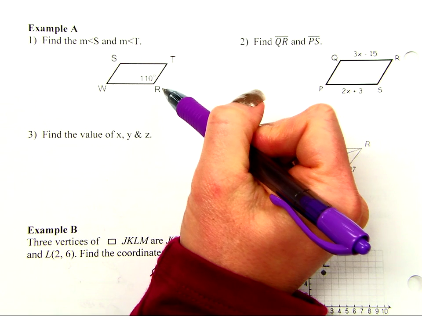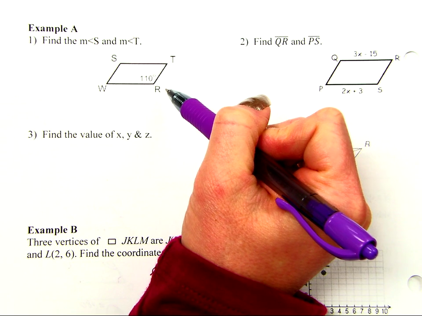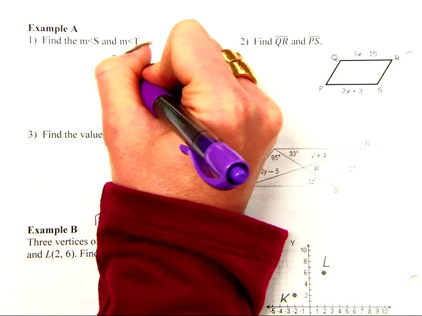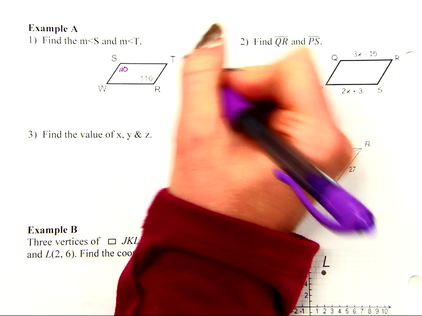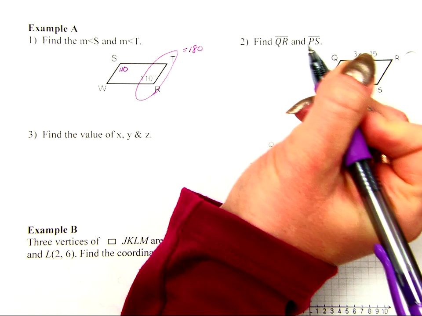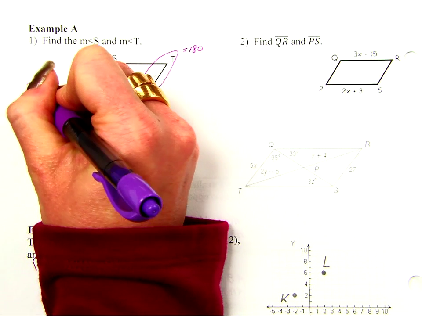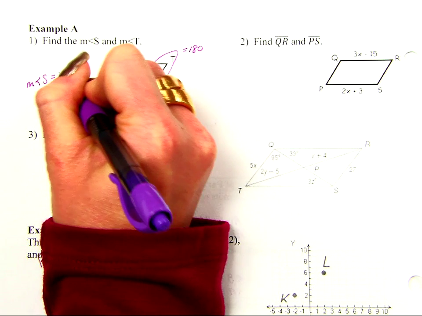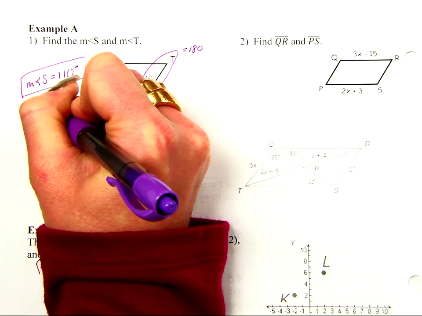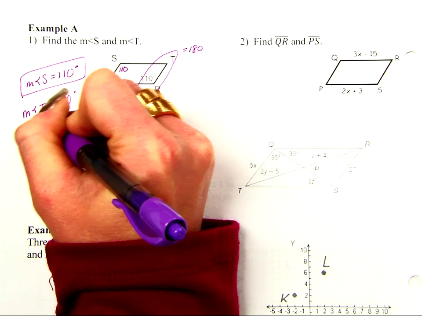if I have an angle that's 110 degrees, we know the opposite angles in a parallelogram are congruent. Angle S and angle R are opposite. I also know that my consecutive angles need to add to 180 degrees. And so, my measure of angle S, we would know to be 110 degrees. My measure of angle T would have to be the supplement, which would be 70 degrees.